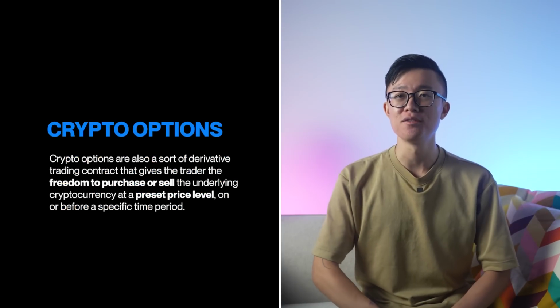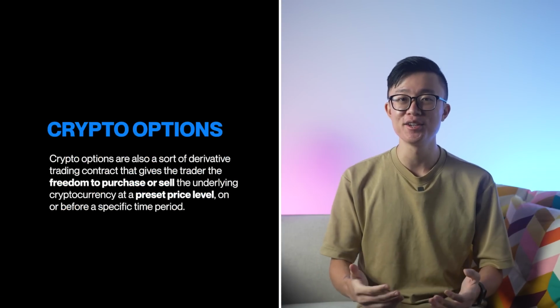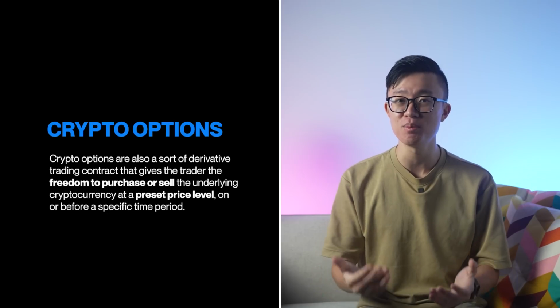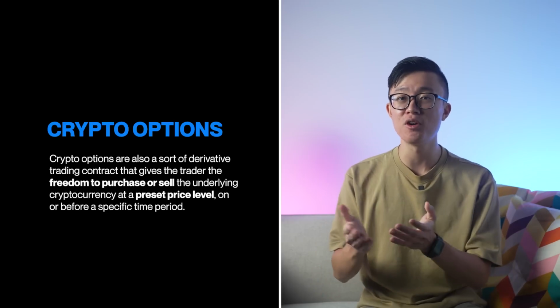So next, let's break down what are crypto options. Crypto options are also a sort of derivative trading contract that gives the trader the freedom to purchase or sell the underlying cryptocurrency at a preset price level on or before a specific time period. While crypto options give traders the option to purchase the underlying asset, if the price of the underlying asset goes against them, they are not obligated to buy the asset. So it's worth noting that options are not a completely risk-free method of trading crypto derivatives.